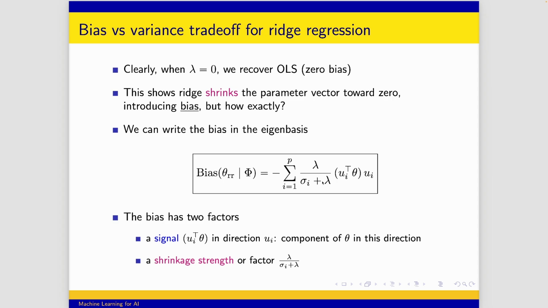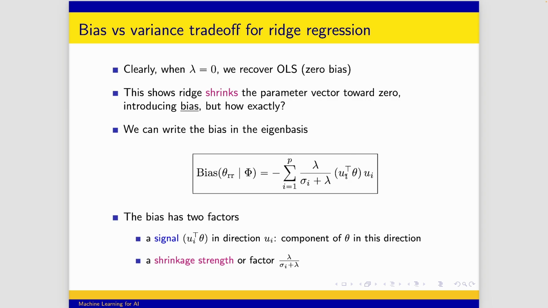By how much does it shrink each of the directions? How much does it shrink theta in each of these directions? This is what this is telling us. So it's shrinking it by this times this. So in the direction ui, we are shrinking theta by this times this. So let's analyze these two. Well, this we can't really analyze, but we can analyze this term here.